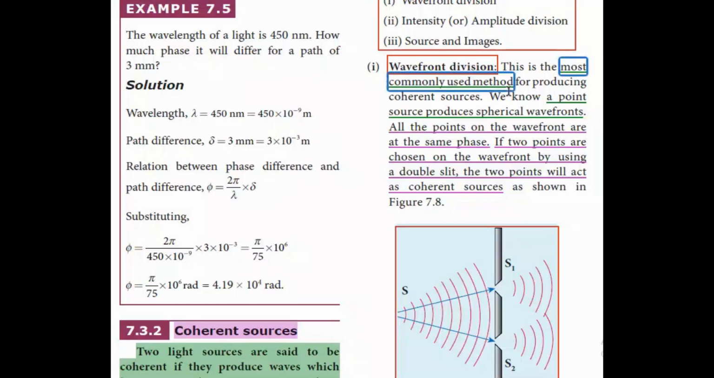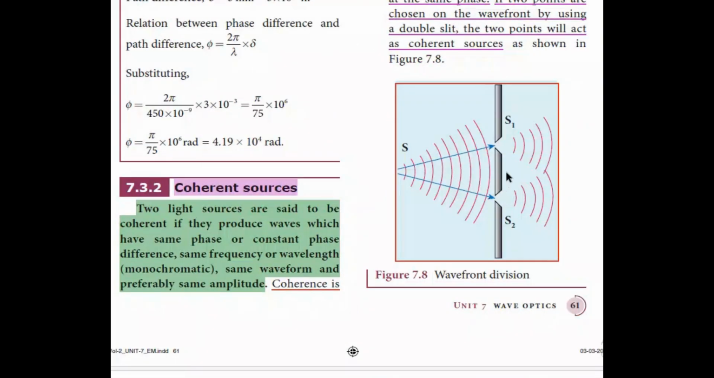Now let us take the first technique, wavefront division, which is the most commonly used method for producing coherent sources. We know that a point source produces spherical wavefronts. All the points on the wavefront are at the same phase. If two points are chosen on the wavefront by using a double slit, the two points will act as coherent sources, like this S1 and S2.